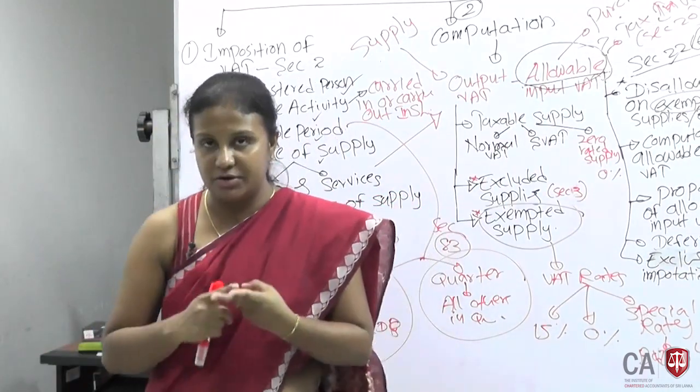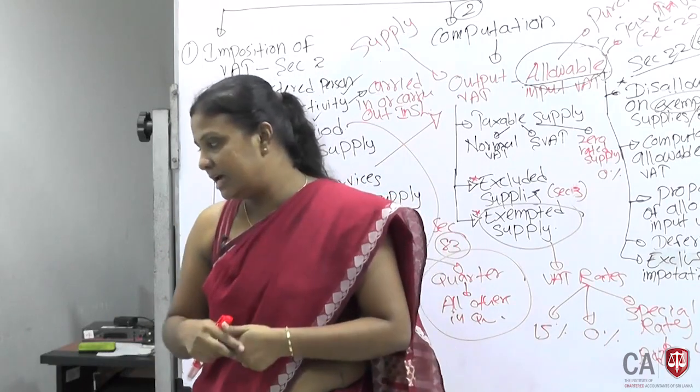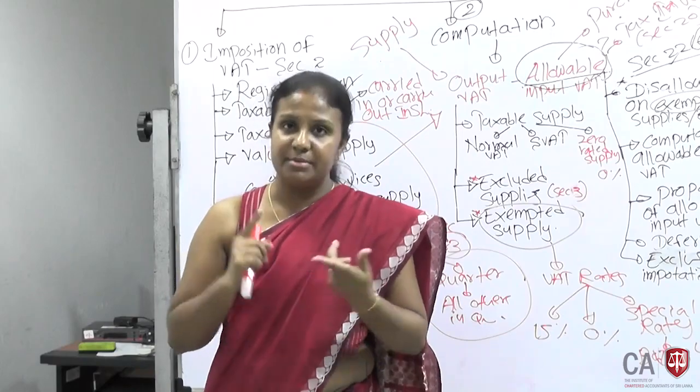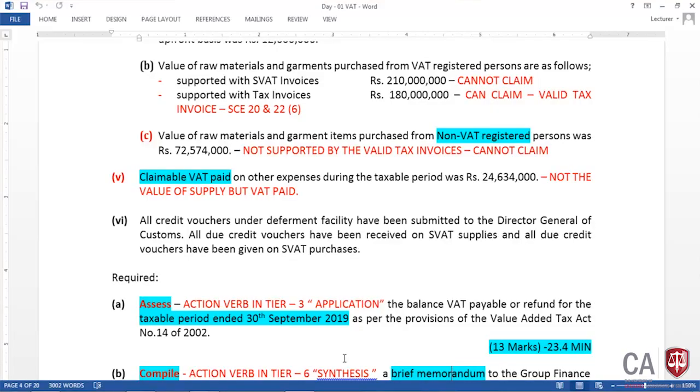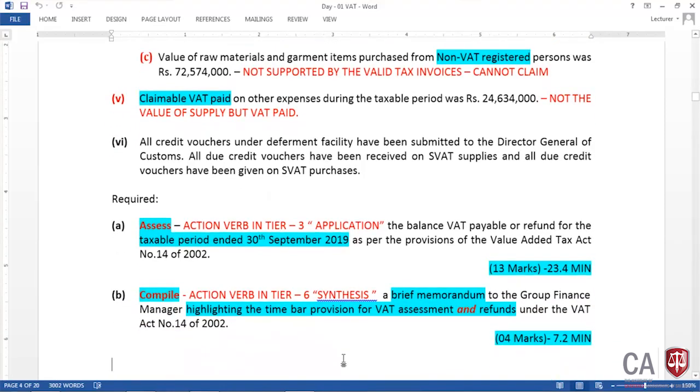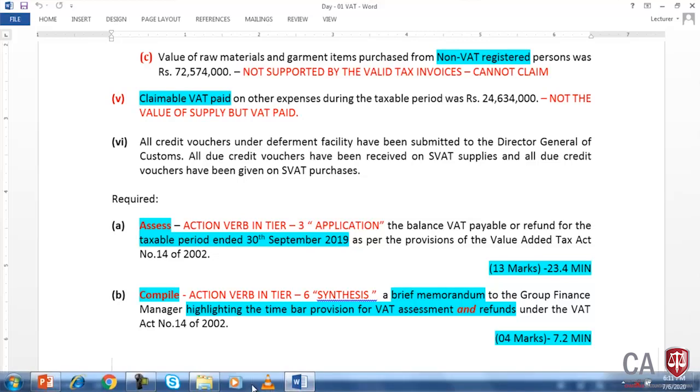Now you all know the two requirements. One is to assess the VAT liability. The second one is to compile a brief memorandum on the time bar provision of assessment and the time bar provision of the refund under the value added tax. Now we will go for the answer. I am not using the whiteboard because of the time limitation. Then I will use Excel to explain the answer to you all.